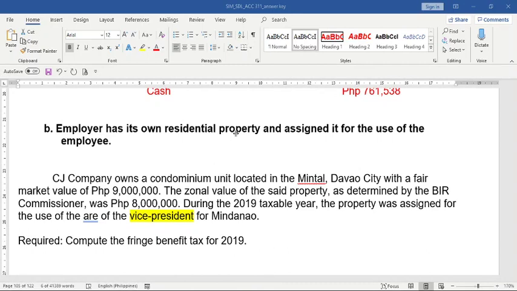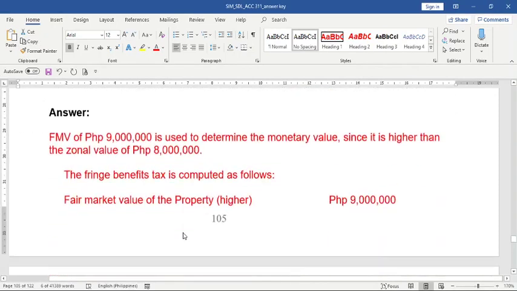So we should familiarize ourselves with how to evaluate the fringe benefit. If the employer leases a residential property for the use of the employee, rental paid times 50%. But if the employer is the owner and just assigns it, multiply by 2.5%. So let's see how to compute it.